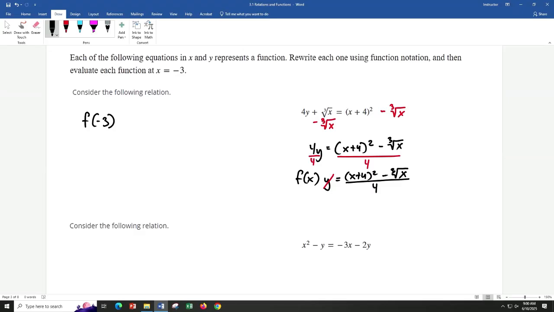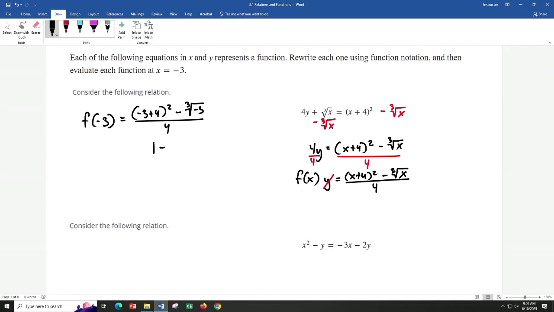Everywhere you see an x, you replace it with -3. I'm going to rewrite everything, but put -3 plus 4, squared, minus the cube root of -3, all divided by 4. -3 plus 4 gives me a 1, correct? 1 squared is just 1. And then I've got this minus here, and I've got the cube root of -3.